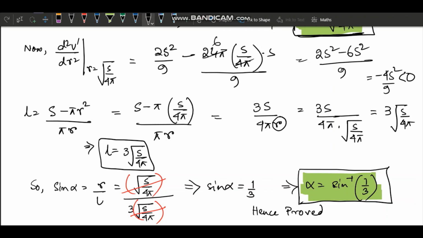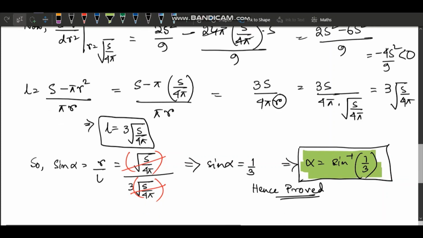This is a very important sum. See, this sum is full of calculations. So be very careful when you are doing the calculations in the intermediate steps.